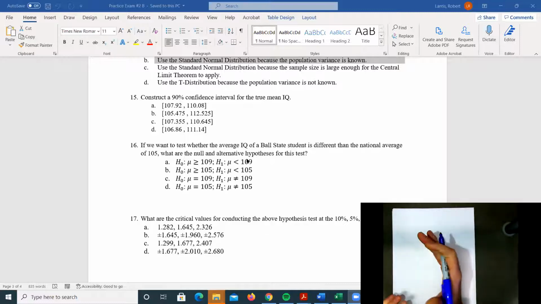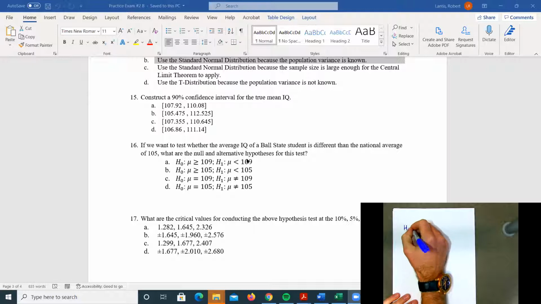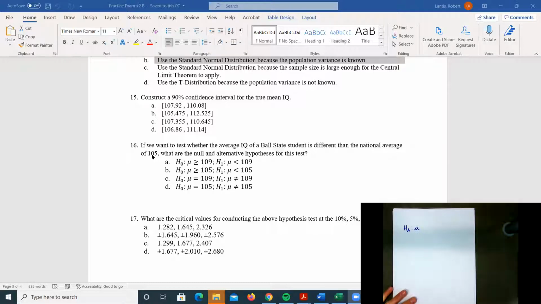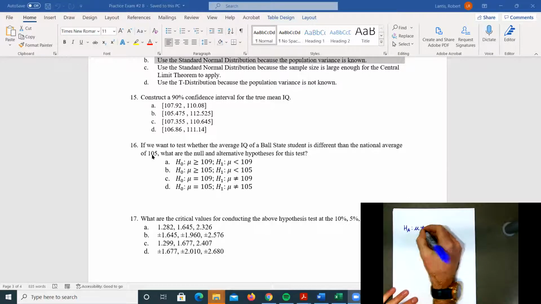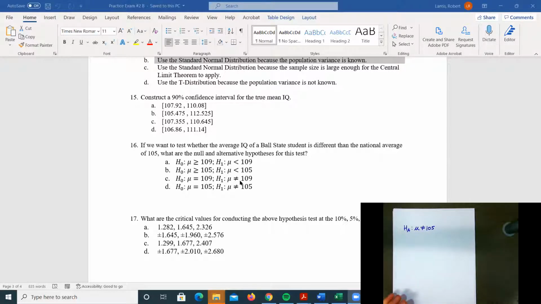Well, whatever I'm trying to find, whatever I'm trying to test for, that's my alternative hypothesis, right? So if I want to know whether or not that true mean IQ of Ball State students is different than the national average of 105, anytime I see this term different than, I should be thinking about what sign to use in my alternative hypothesis. Both sides matter. So all I'm really saying there is not equal to, right? Is it different than or not equal to this national average value of 105? So right away, seeing that term different than, we should have been thinking about C or D.